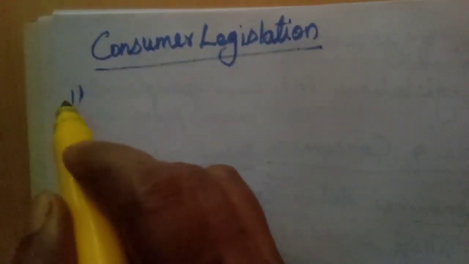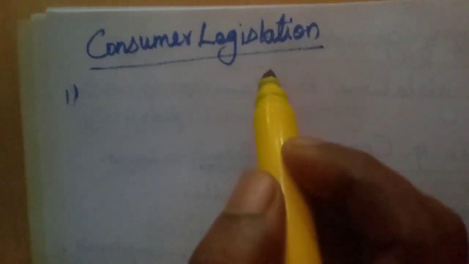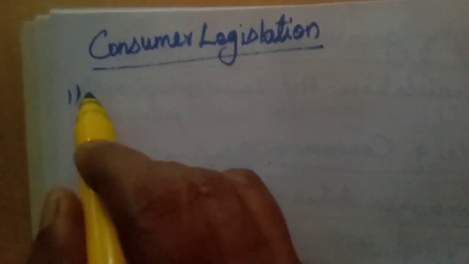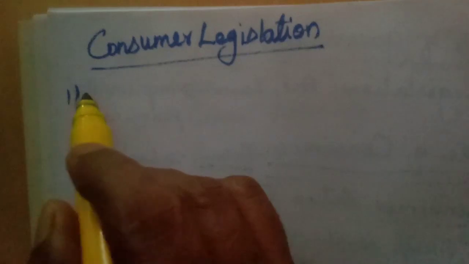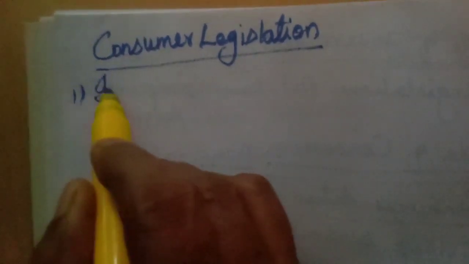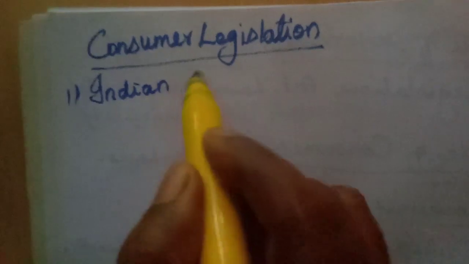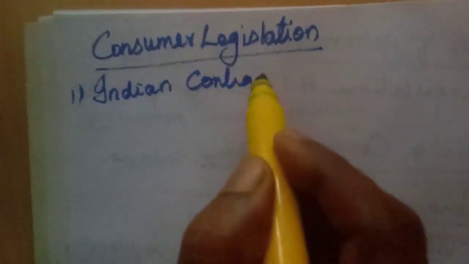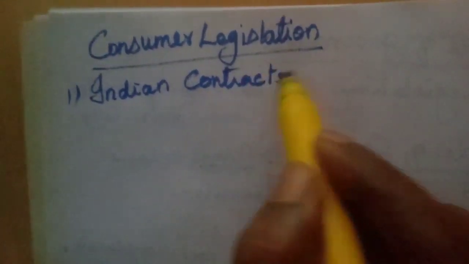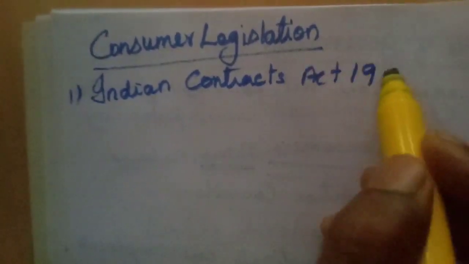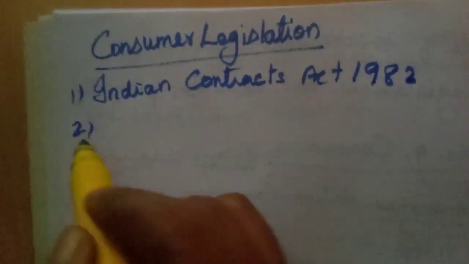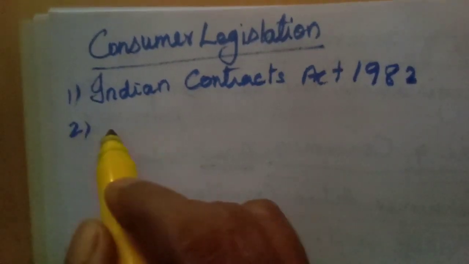Next heading, consumer legislation. What are the legislations available for the protection of the consumer's interest? That means what are the acts we have in India? First one, the Indian Contract Act, 1982. Some of the legislation, some of the acts, they may ask you.